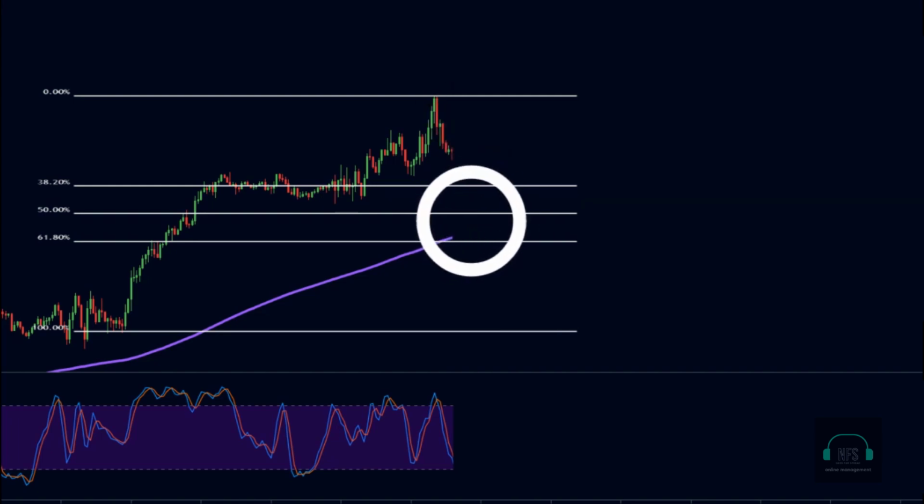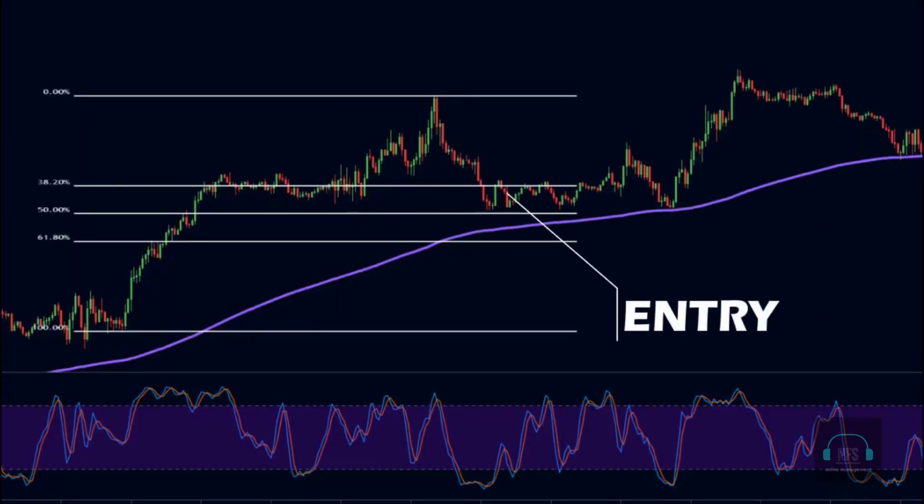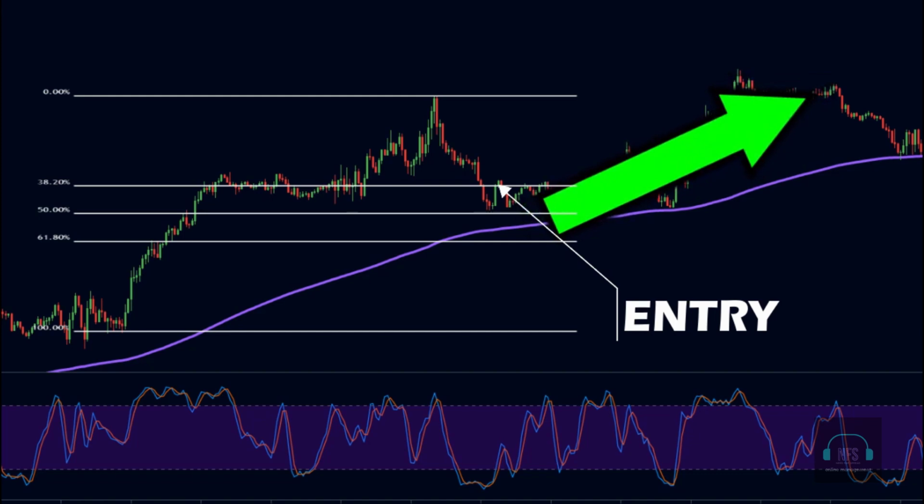When it touches one of these three lines, we want the stochastic to cross above the 20 level. That would indicate that the stochastics is coming out of an oversold area, and we can expect the price to move higher. The third step is to wait for our entry. Here is our entry. Here we see that the price finds support at the 50% retracement level, and we also see that the stochastic indicator has just closed above the 20 level. This indicates that the pullback is potentially over, and we can expect the prices to move upwards.